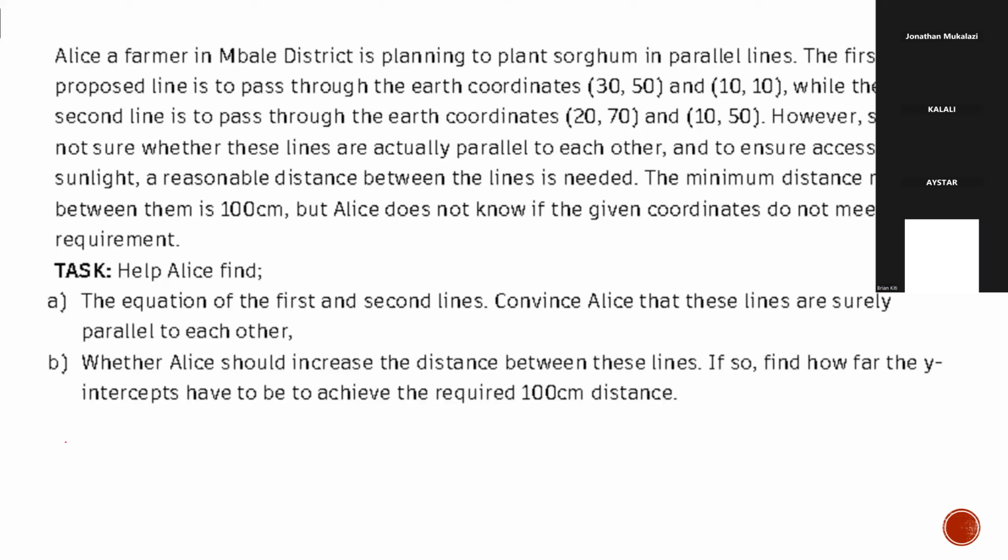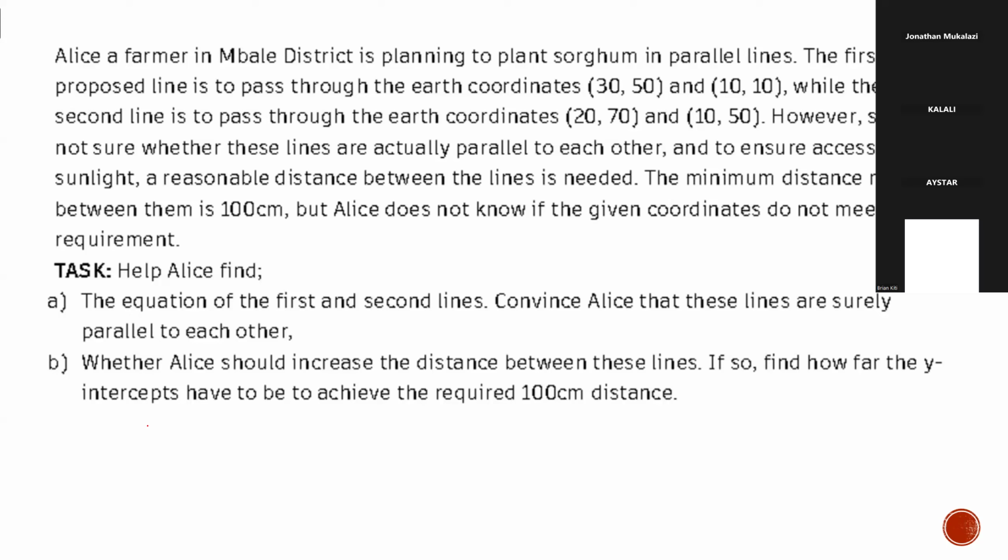The first proposed line is to pass through the earth coordinates (30, 50) and (10, 10), while the second line is to pass through the earth coordinates (20, 70) and (10, 50). However, she's not sure whether these lines are actually parallel to each other, and to ensure access to sunlight, a reasonable distance between the lines is needed. The minimum distance between them is 100 centimeters, but Alice does not know if the given coordinates meet this requirement. We've been asked to help Alice find the equation of the first and second lines and convince her that these lines are surely parallel to each other.